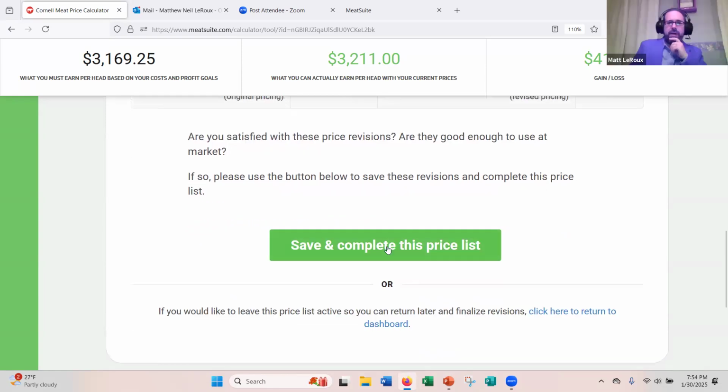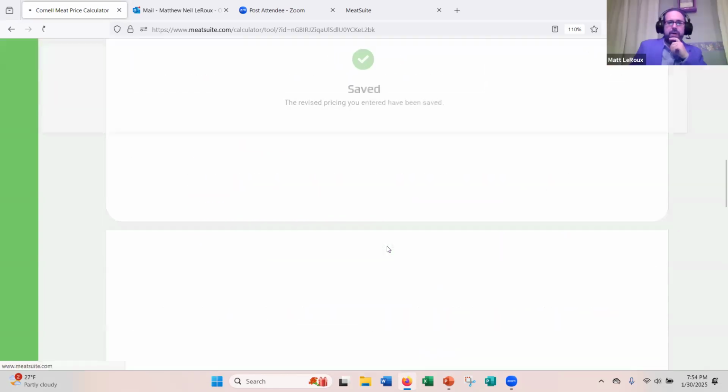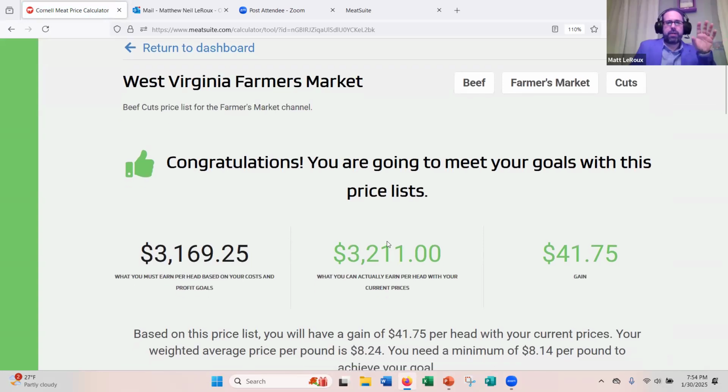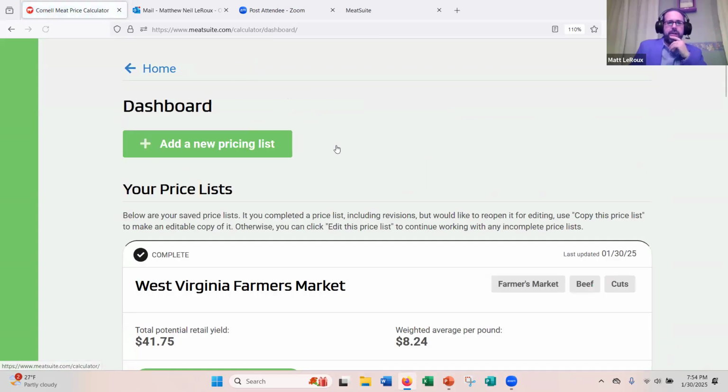So you can save your list when you're done with it. It'll go back out on your list. You can copy it on your dashboard, I should say, and so on.